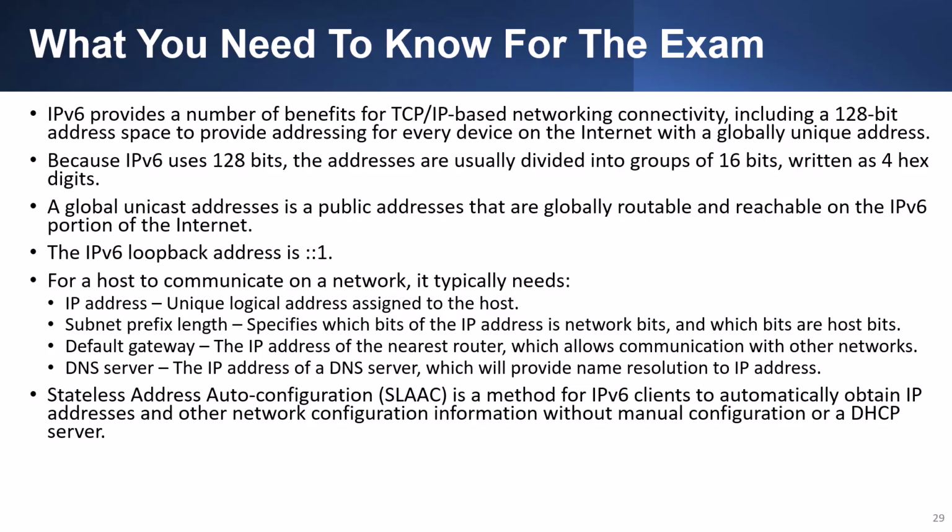For a host to communicate on a network, it typically needs an IP address, a unique logical address assigned to the host; a subnet prefix length, which specifies which bits of the IP address are network bits and which bits are host bits; the default gateway, which is the IP address of the nearest router, which allows communications with other networks; and the DNS server, which is the IP address of a DNS server that will provide name resolution to the IP address. Stateless address auto configuration, or SLAAC, is a method for IP version 6 clients to automatically obtain IP addresses and other network configuration information without manual configuration or a DHCP server.